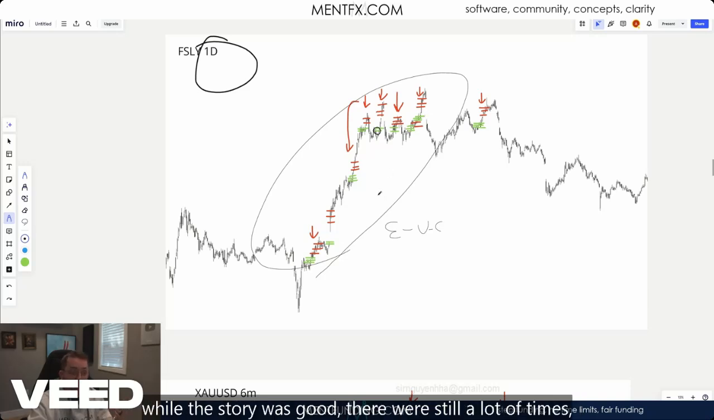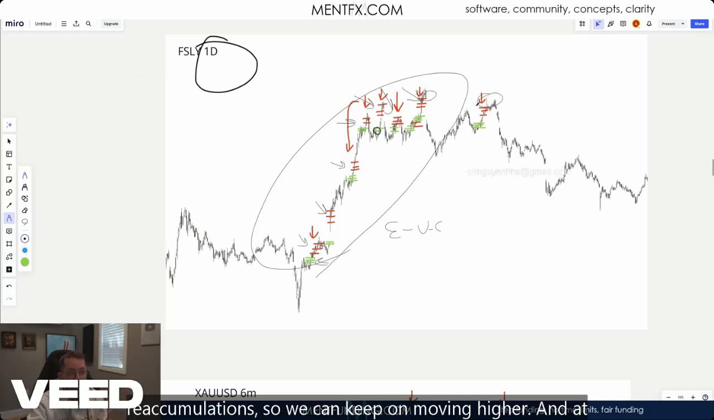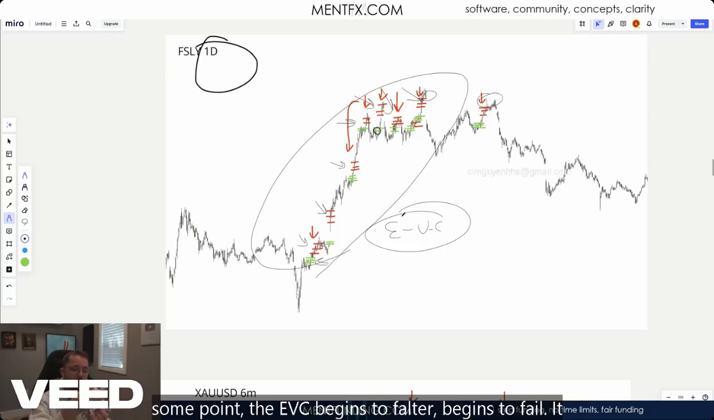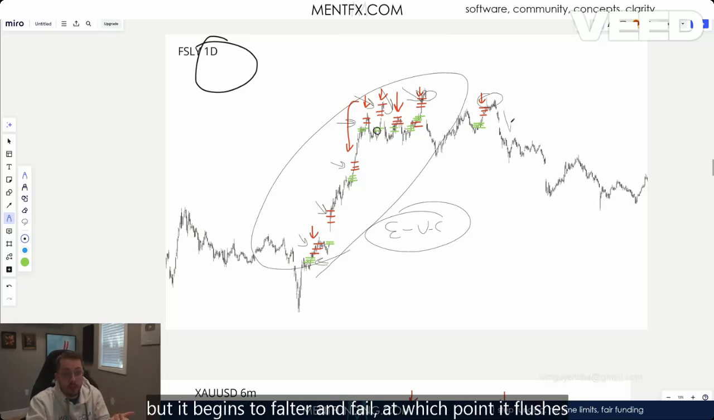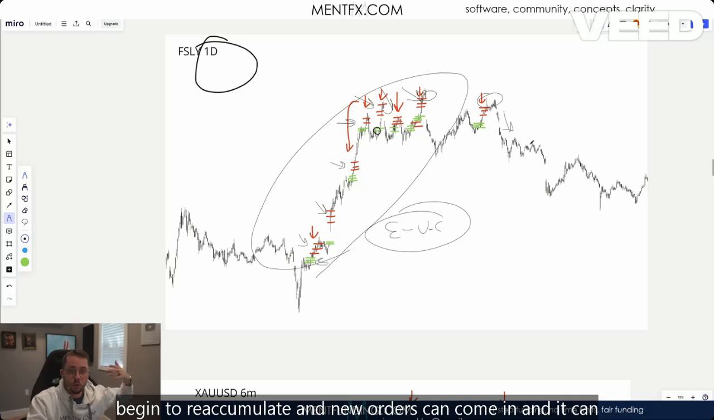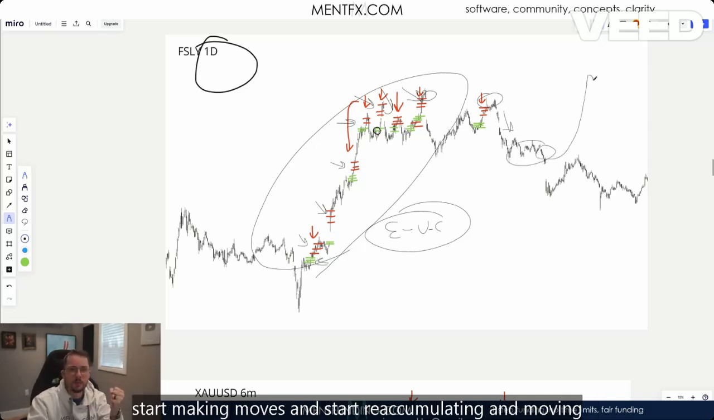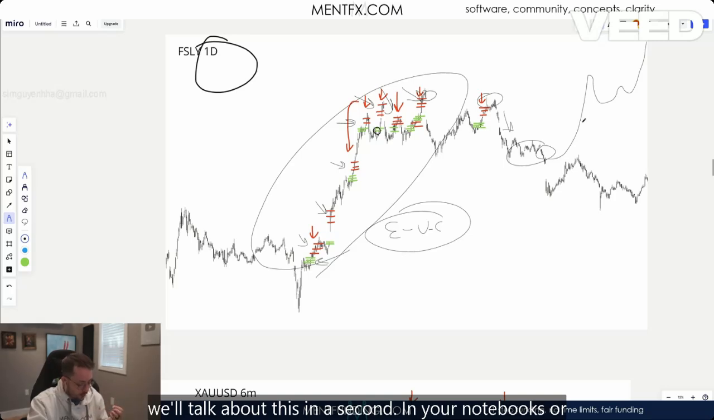And while the story was good, there were still a lot of times, if you remember, that we shouldn't be trading. Of course, there's still times that we shouldn't touch the market at all, but within the times that we should, it results in continuations of good story because there's accumulations followed by reaccumulations, so we can keep on moving higher. And at some point, the EVC begins to falter, begins to fail. It could have happened earlier, it could have happened later, but it begins to falter and fail, at which point it flushes out for the purpose of failing. And now, once again, it can begin to reaccumulate and new orders can come in and it can start making moves and start reaccumulating and moving higher. So you can remember, you don't have to draw this. We'll talk about this in a second in your notebooks or whatever.